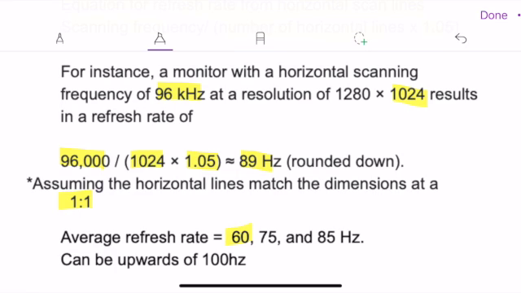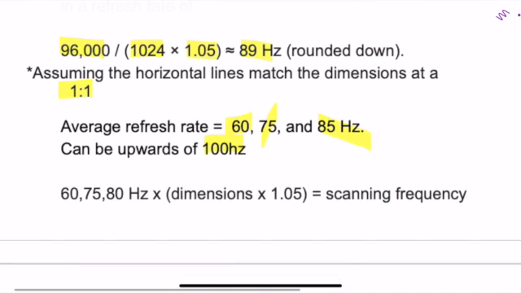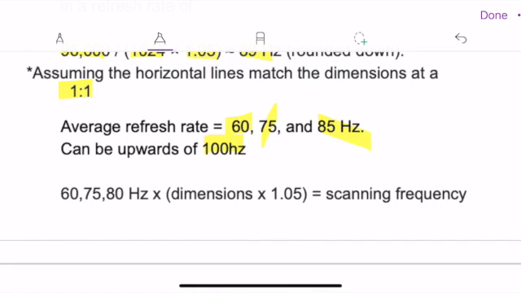Now, moving on, the average refresh rate is 60, 75, and 85 hertz, but can be upwards of 100 hertz. So in order to get the average, we would times 60, 75, or 80, doesn't really matter, depends on the TV, times the dimension of the TV that you're going to be analyzing, times 1.05. And using this equation, we can get the scanning frequency.